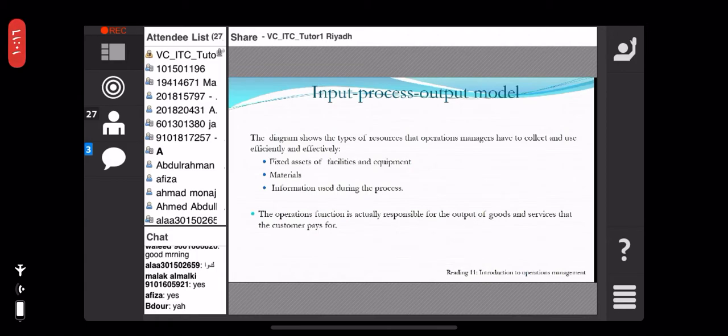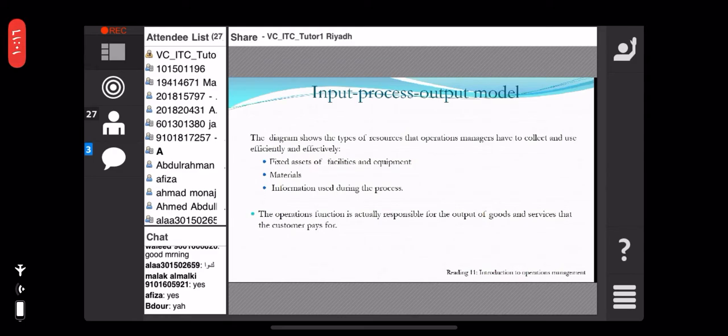The operations function is actually responsible for the output of goods and services that the customers pay for. For example, if you come to me for the operations, let's say you need something from me. I am in operations.